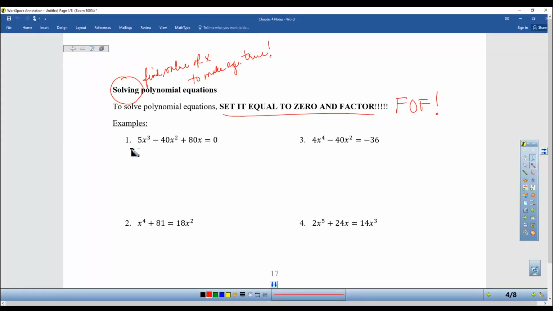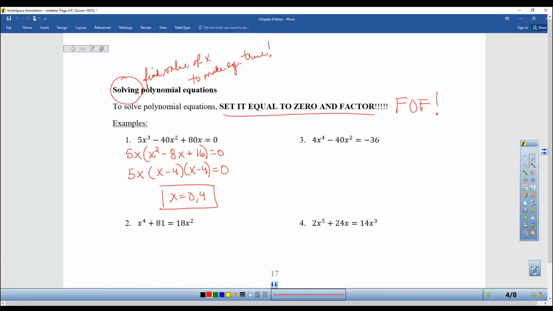So I can take out a 5 and an x, which gives me x squared minus 8x plus 16. 5x times x minus 4 times x minus 4. And so my answers are 0, the 5 doesn't matter, or 4, which you are not required to list twice.